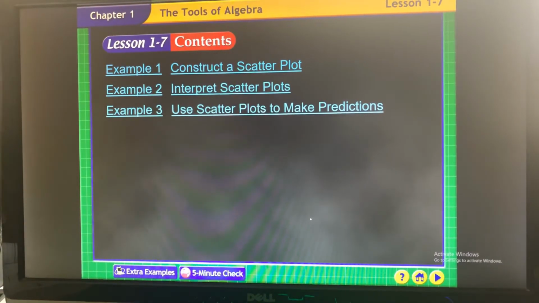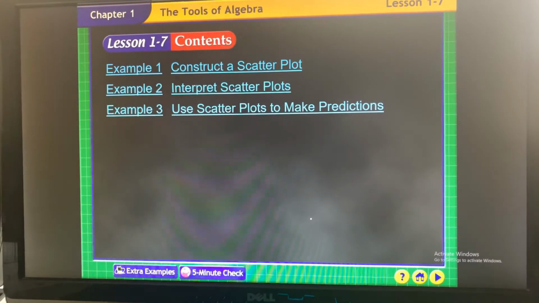All right, last section in chapter 1, scatter plots. Scatter plots are slightly different than graphs. It's a comparison of two things to see if there's a correlation that exists. So meaning that one thing is affecting another thing to change.